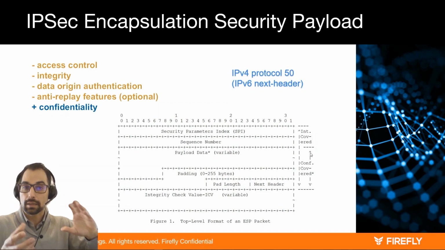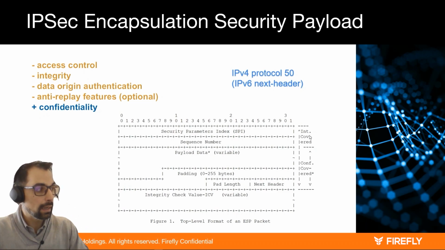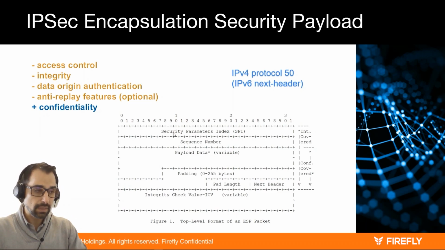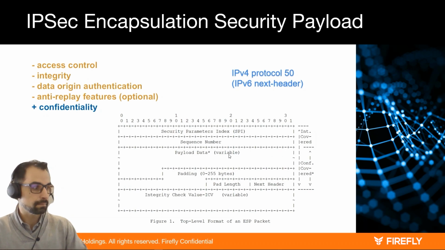So that means that gets encrypted, right? And this is the integrity part covered. So that means that it provides integrity for SPI and sequence numbers, and it also provides confidentiality for our payload data.